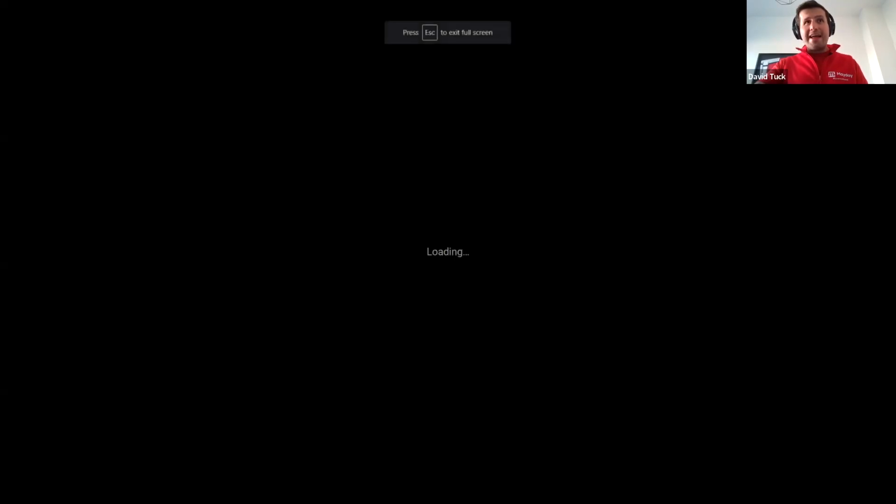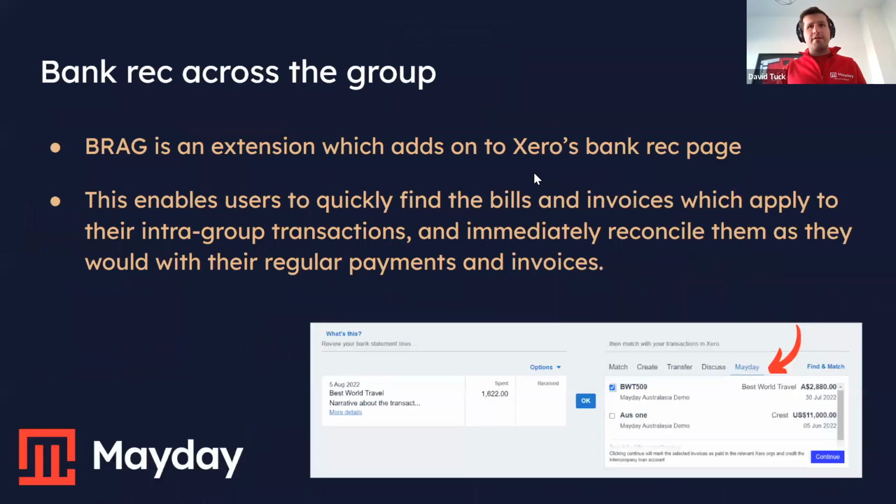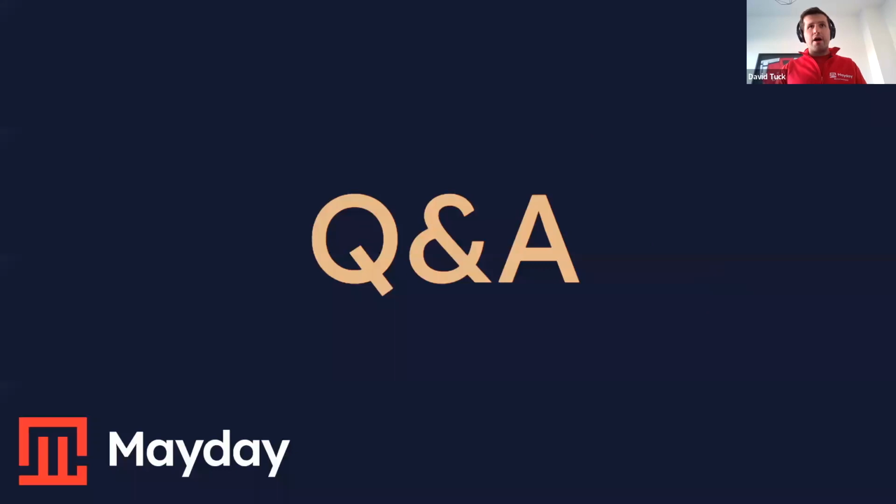Amazing. So that is everything BRAG we've just run through. It's an extension that adds on top of the Xero Bank Rec page. So you need to download that browser extension, and then you're good to go. You'll have your new best friend, the Mayday tab within the Xero Bank Rec. And that's that. I'll just move on to the Q&A now.